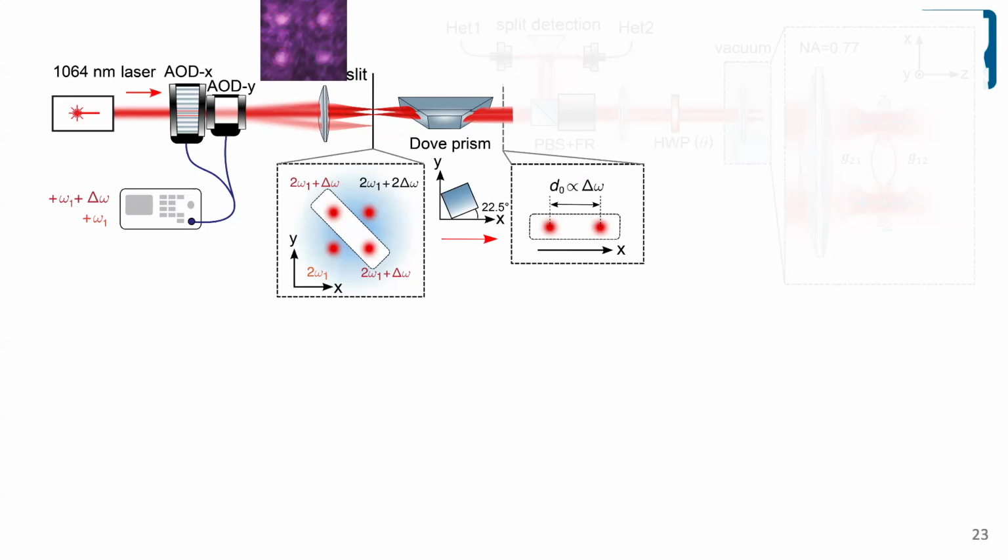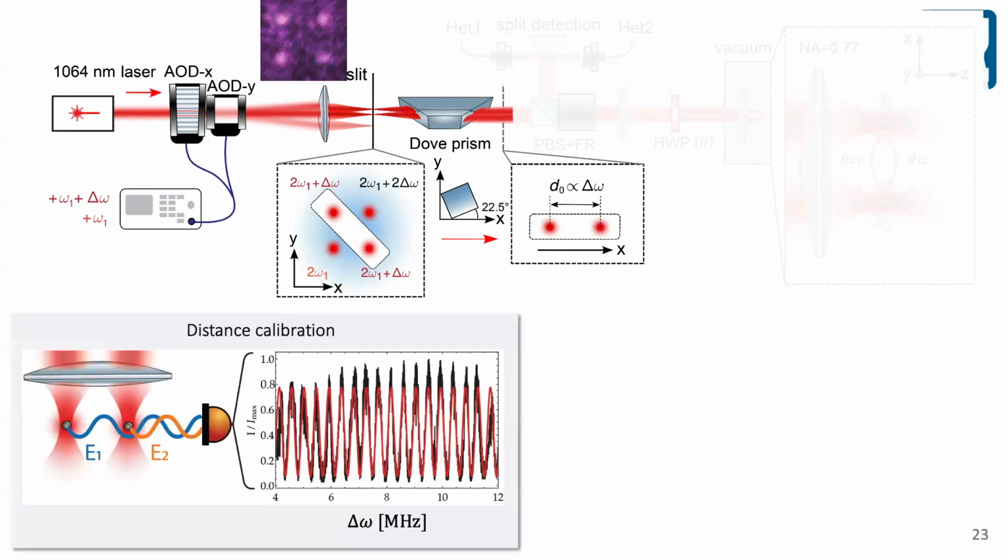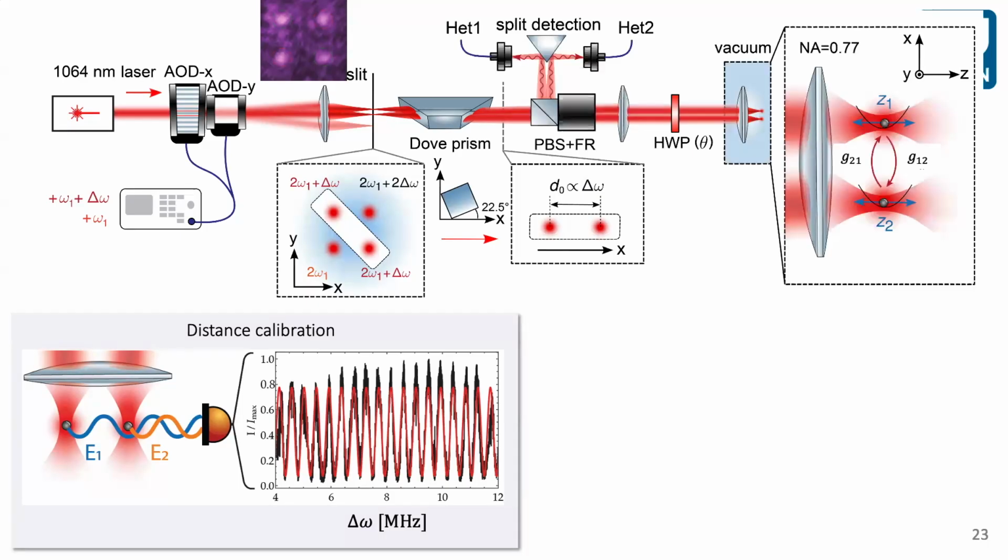That's important when we actually build a cavity around. You change the frequency of the radio frequency tones, and you can change the distance between them, and you can use the scattering of the light, so the interference, to calibrate the distance. So you use the lambda as an etalon in your setup.